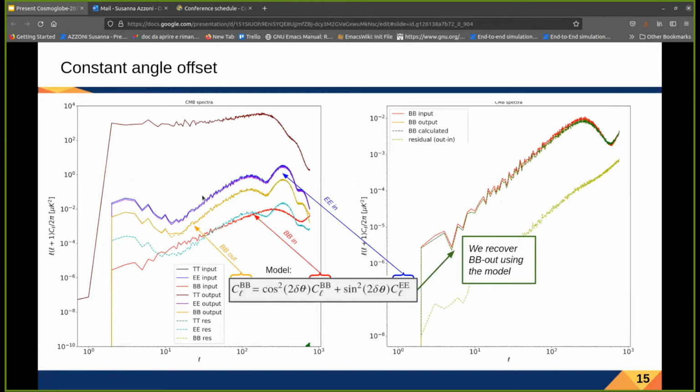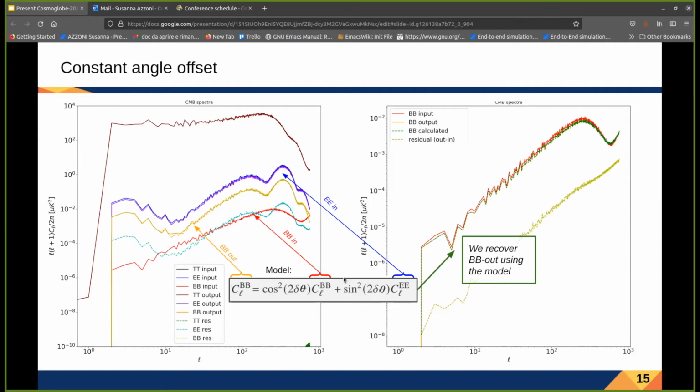So on the left, as I said, there are just the TT, EE, and BB spectra calculated from the input and output maps and from the residuals. And we see this E to B leakage. For example, the BB output spectrum in orange resembles in shape the EE spectrum in blue and shifts away from the input BB in red.